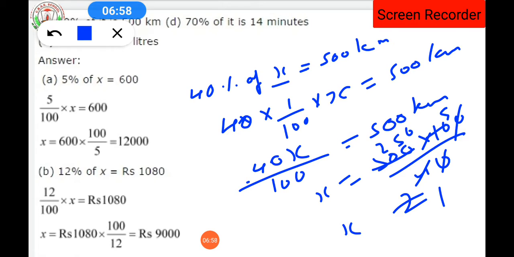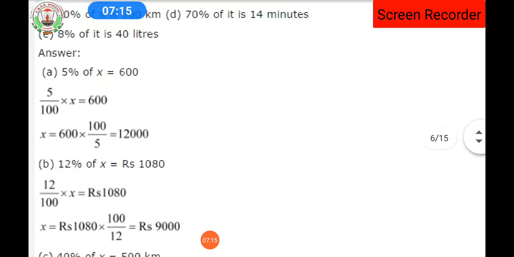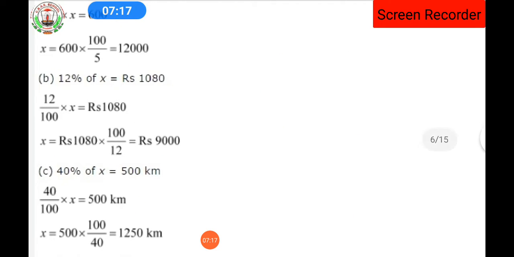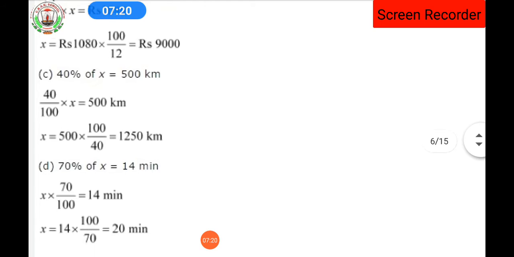When 250 is multiplied with 5, 5 zeros are 0, 5 2's are 10, plus 2 carry, 12. So 1250 kilometers is the answer for the C part. Clear? So here we got the answer as 1250 kilometers.